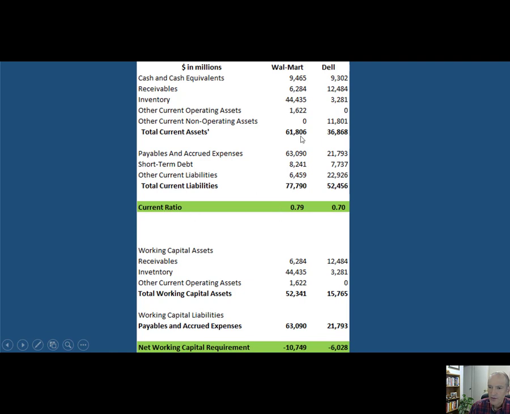Look at their current ratio. Their current assets are much less than their current liabilities. Their current ratio is only 0.79. Dell, even worse. Dell's current ratio is 0.7. So accounting will say, wow, these are two very illiquid firms. And finance will say these are two very liquid firms. So why is that? Well, let's look at the working capital requirement.